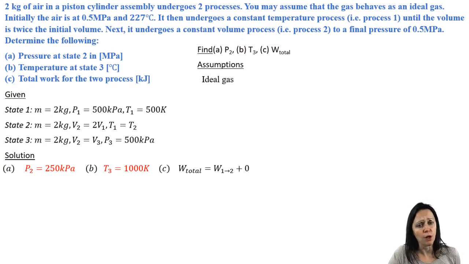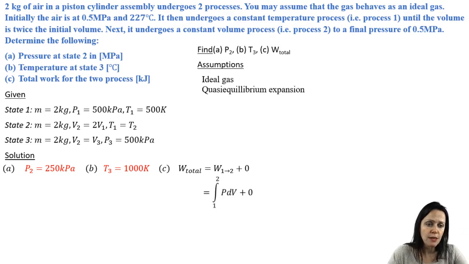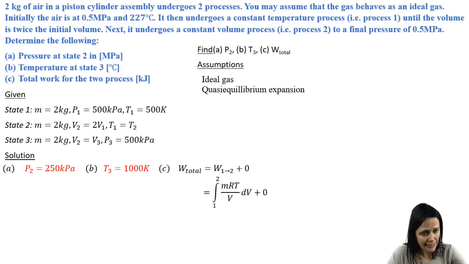I do have boundary work because I have an expansion process from state 1 to state 2 since the volume increases. So I'm going to apply the equation for quasi-equilibrium boundary work. All this means is that any expansion is happening slowly enough that it can be modeled as quasi-equilibrium. So I've got the integral of P dV. The pressure is not constant, so it can't come out of the integral, but I can get an equation for pressure as a function of volume so that I can integrate this equation.